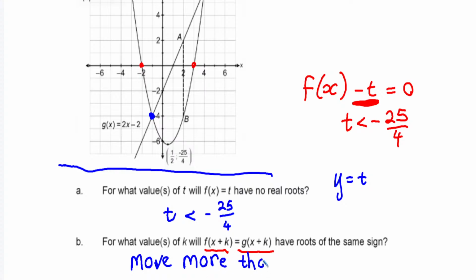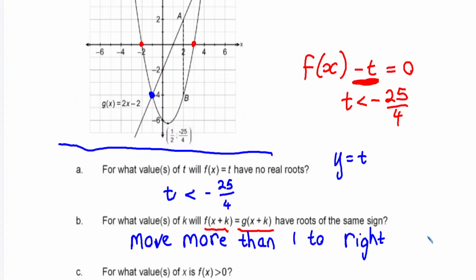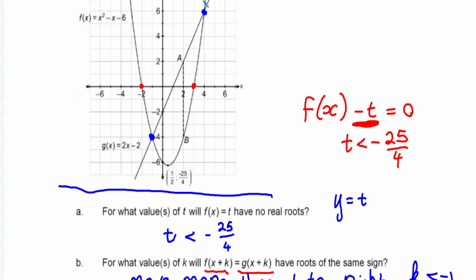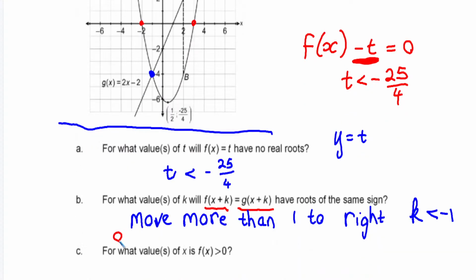more than one to the right. What would happen is the entire picture, both graphs, would move more than one to the right. Okay, the h comes before the t. All right, more than one to the right. Now, to move something to the right, we actually need k to be negative. So k less than -1. That will move it more than one to the right. Alternatively, to get both points of intersection negative, I need to move more than 4 to the left. All right, so, or more than 4.